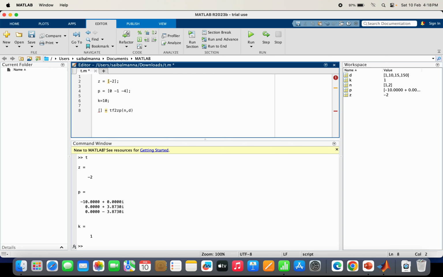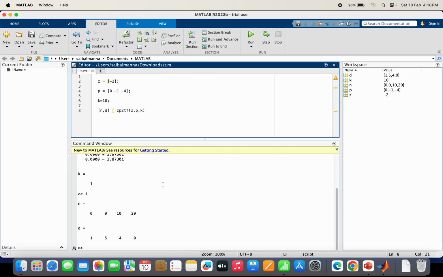So just n and d, then change the function to zp2tf, and it will be z, p, k. That's it. Just run this program. Here you can see this is the numerator coefficients of the transfer function, 10 and 20, and this is the denominator coefficients of the transfer function.